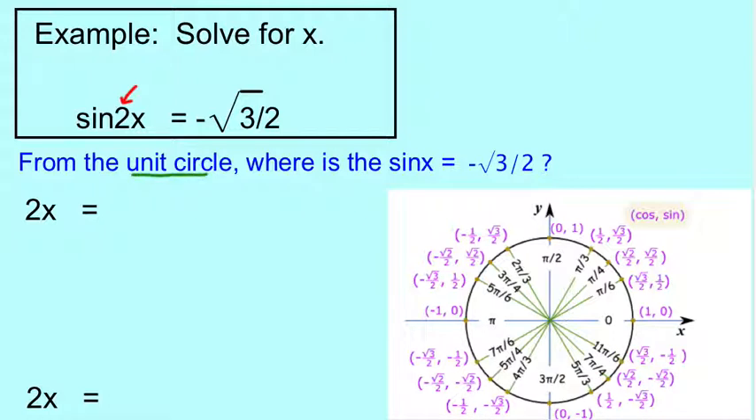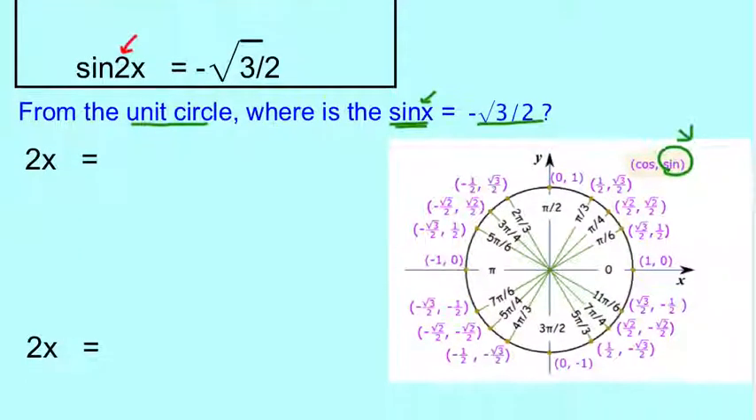Where on the unit circle is the sine of x, so no number 2 there, negative √3/2? So we'll go over to our unit circle. We're looking for the sine, or the y. Where do you see a negative √3/2 for an angle? So here's negative √3/2. That is 5π/3. There's one other place, negative √3/2, at 4π/3.